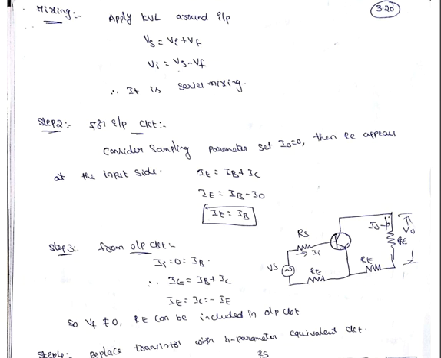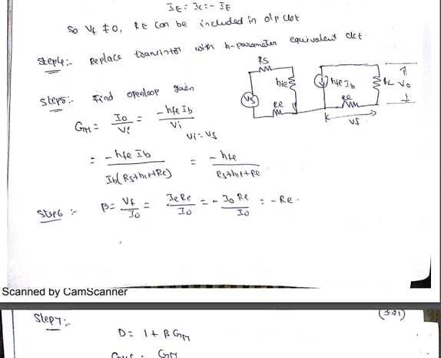So Re can be included in the output circuit. In this case, the emitter resistor Re, the feedback element, is present in the input and the output, as shown in this figure. Now replace the transistor with the h parameter equivalent. Then we can calculate Gm. Here it is current series, so we get the transconductance. Gm is equal to I0 by Vi, that is minus hfe Ib by Vi. So Gm is equal to minus hfe by Rs plus hie plus Re.